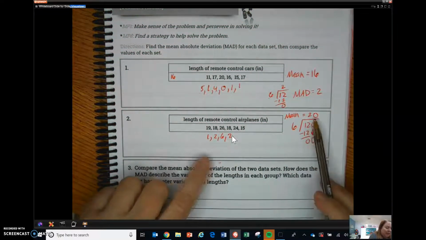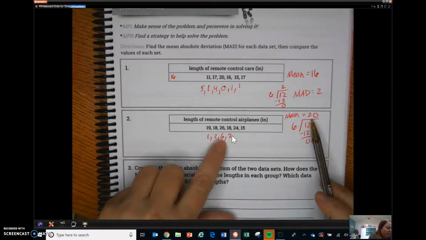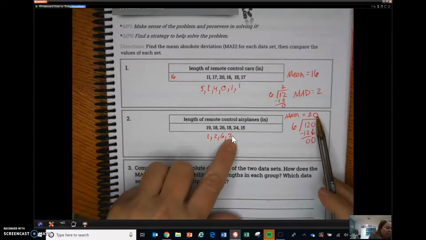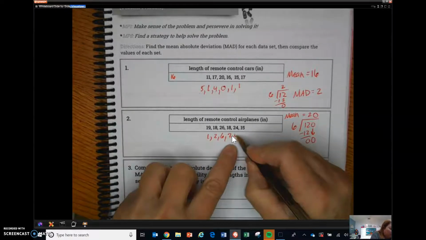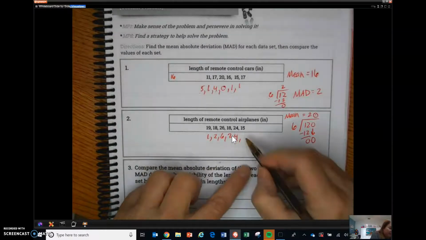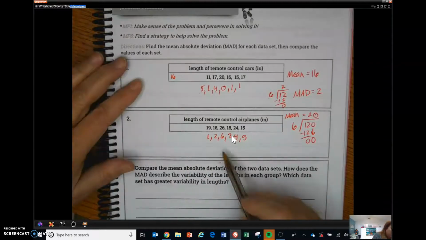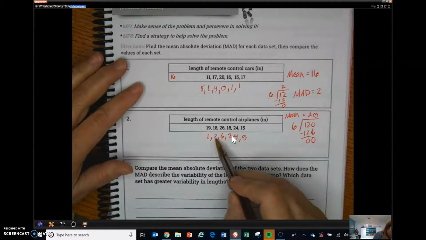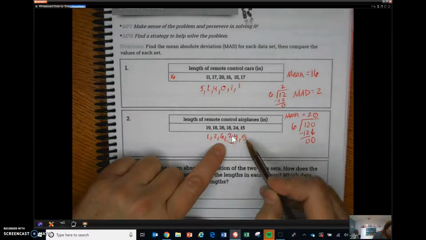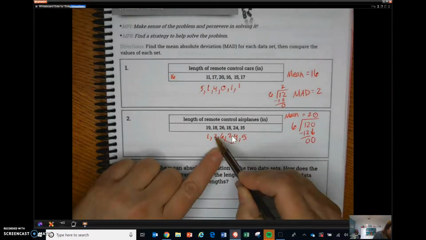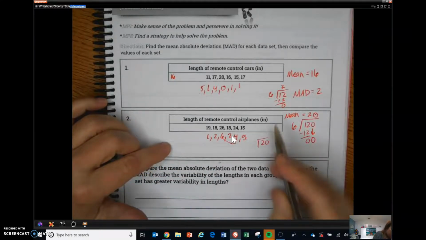So all I'm doing is taking 20 minus 19 is 1, 20 minus 18 is 2, 26 minus 20 is 6, 20 minus 18 is 2, 24 minus 20 is 4, 20 minus 15 is 5. Now all we're going to do is find the mean of this. So let's see, 6 plus 4 is 10, 15, 16, 17, 18, 19, 20. Divide by 1, 2, 3, 4, 5, 6.